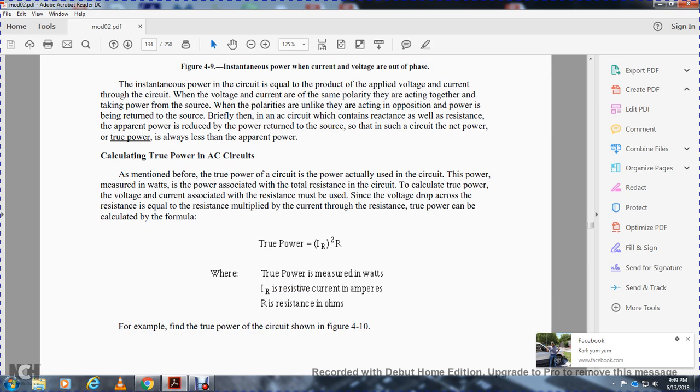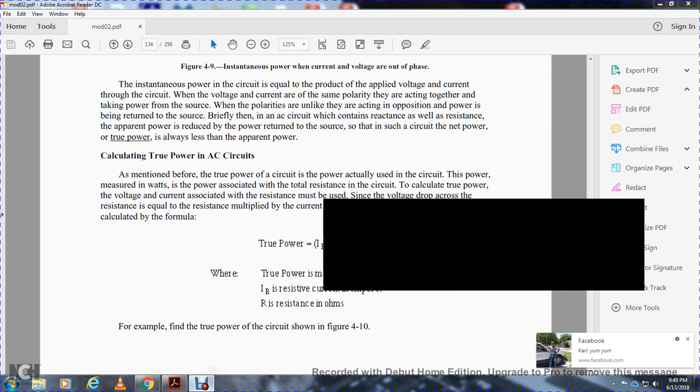All right, calculating true power in AC. And let's just see how long the tape is.